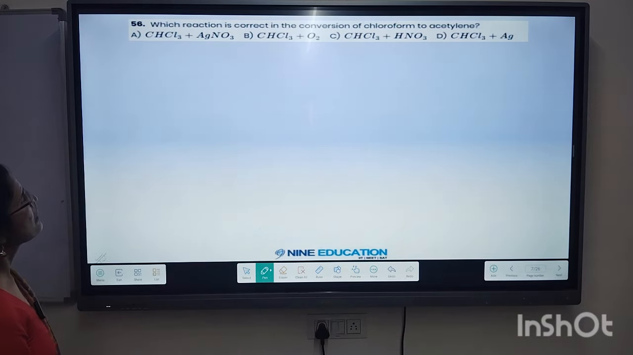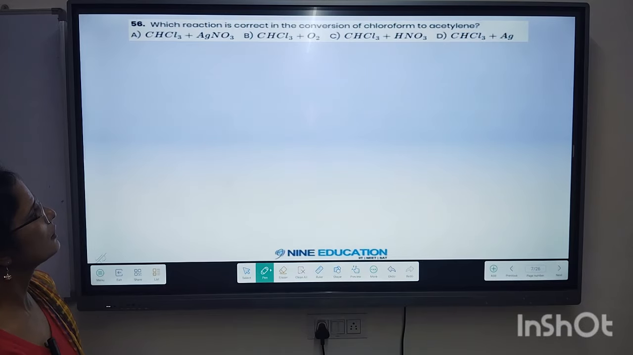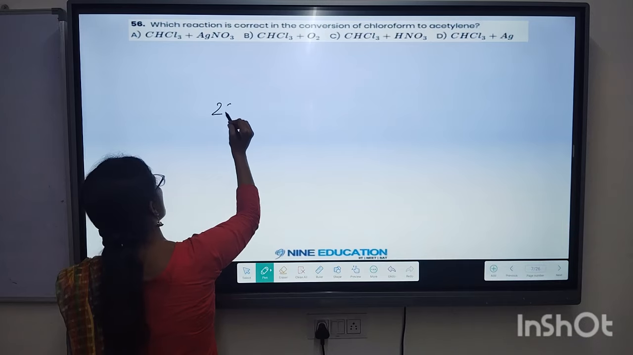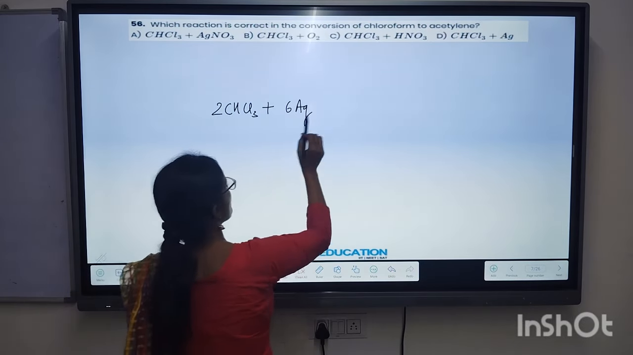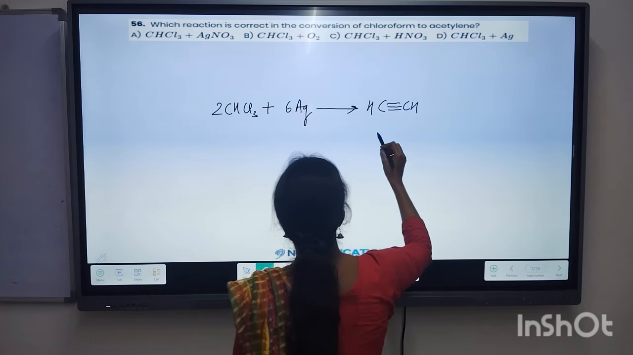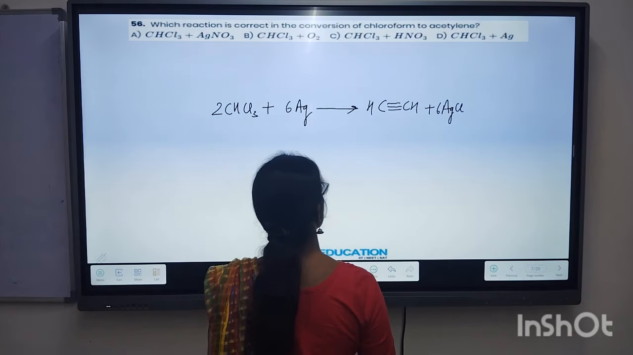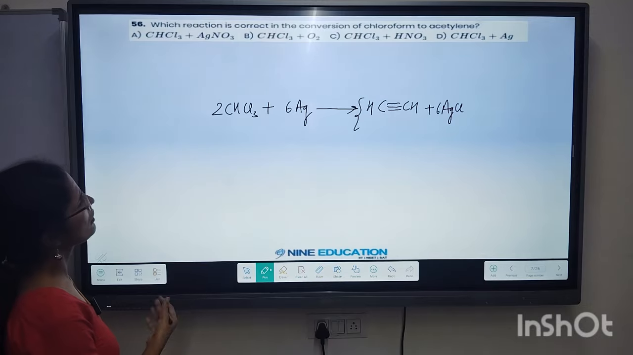Next we have question 56: which reaction is correct in the conversion of chloroform to acetylene? Let me tell you it is again a pretty straightforward, textbook-based reaction. When we take chloroform, CHCl3, and react it with 6Ag, it forms CH triple bond CH, and along with that it gives us 6AgCl. This is your ethyne or acetylene. So a pretty straightforward reaction.